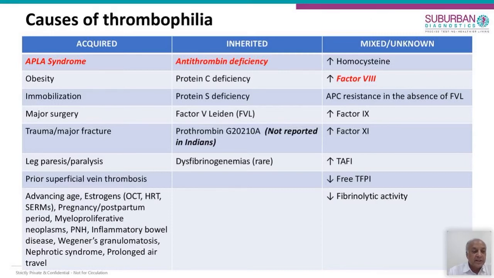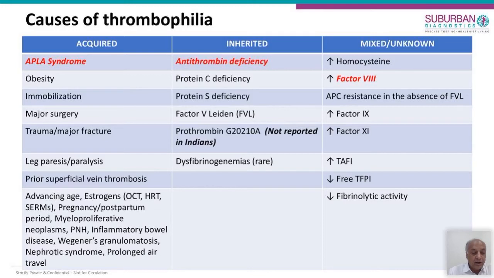acquired thrombophilic condition is what we call APLA syndrome, or antiphospholipid antibody syndrome, of which lupus anticoagulant, of course, is a manifestation, is one of the indicators. And then you have very common situations like obesity, immobilization, major surgery, trauma, bone fracture, and then a host of things, including various hormones, particularly female hormones, replacement therapy with hormones, and then, of course, some of the hematological disorders like myeloproliferative neoplasms, PNH, and of course, not listed here are the malignancies.